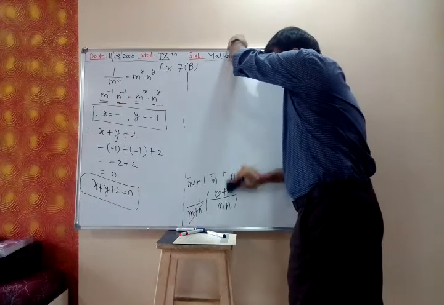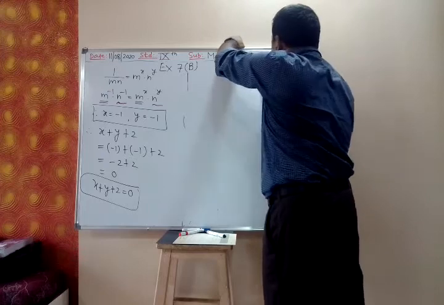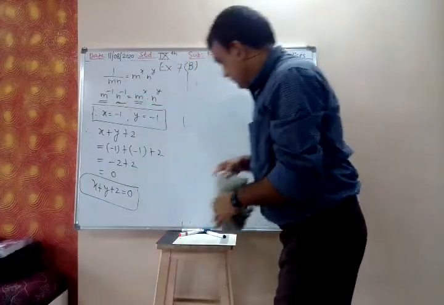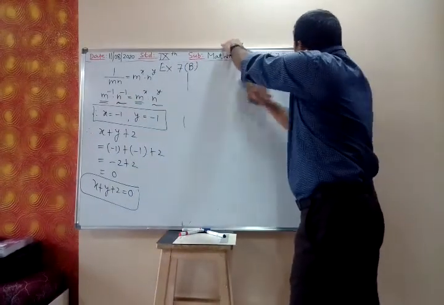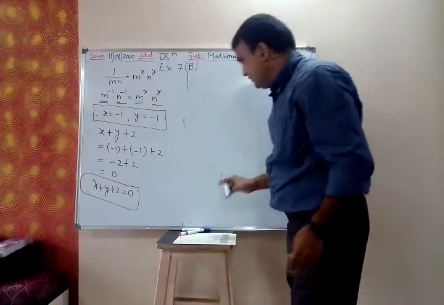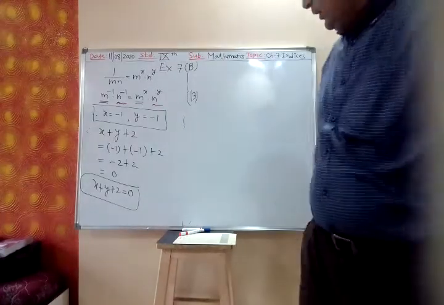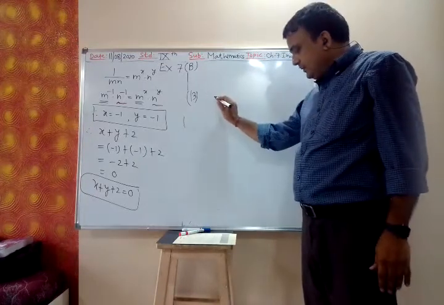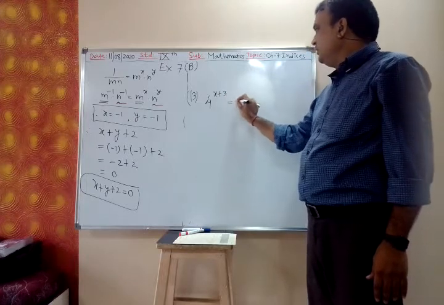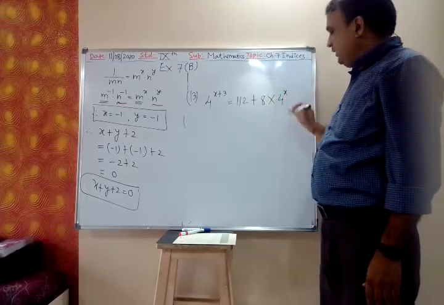Now, question 13, you mark important 13. 4 raised to x plus 3, 4 raised to x plus 3 is equal to 112 plus 8 into 4 raised to x.